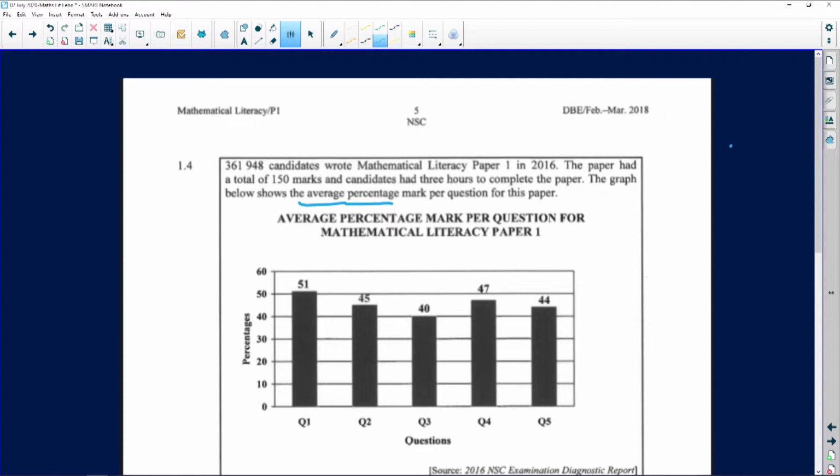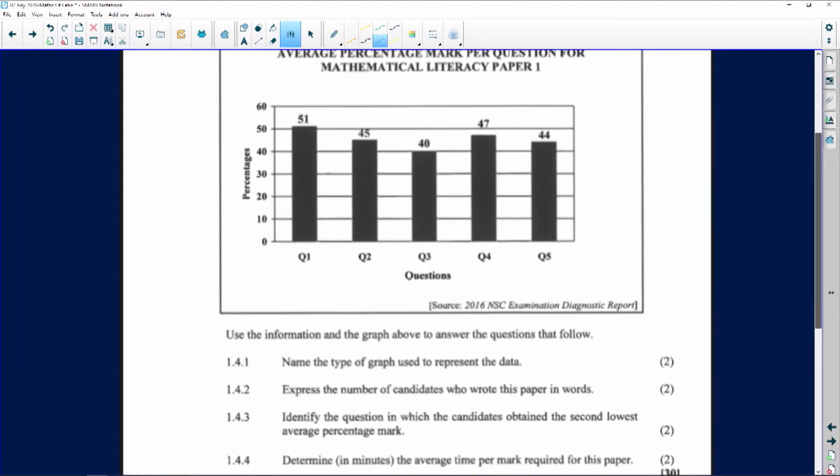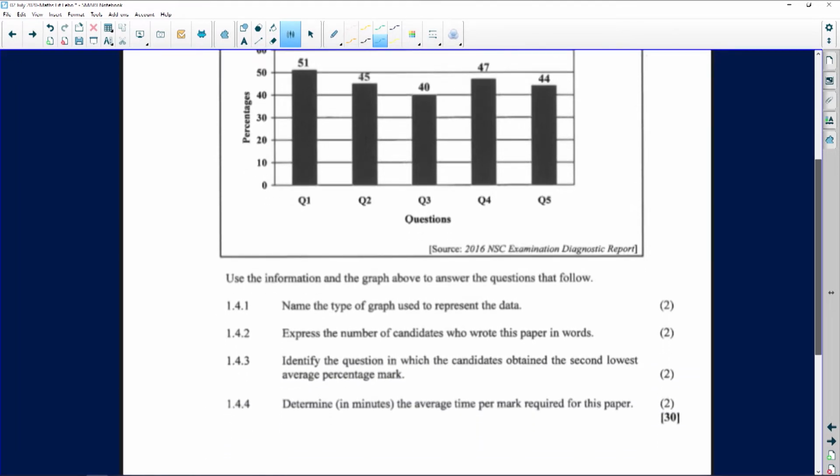So please, if you had a bit of a moment when you're asking yourself, what does this mean? Read your question again. As you saw, I had to go read my question again. Let's go down and see the questions that we have been given. Use the information and the graph above to answer the following questions. Name the type of graph used to represent the data.